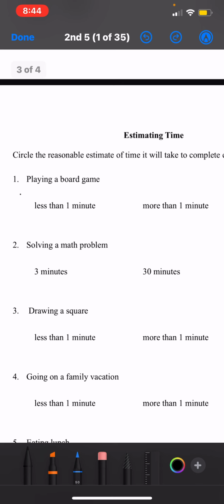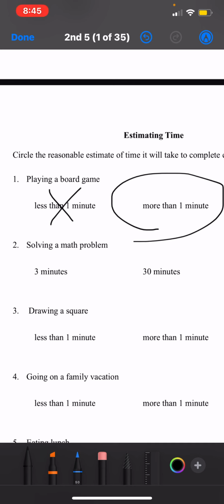So when you play a board game, you play less than 1 minute or more than 1 minute? Well, let's think about that. So whenever you guys play a board game, does it take less than 1 minute? Well, that's impossible because a board game takes a long time. So obviously, we can't take less than 1 minute finishing a board game. So then a more reasonable answer is that we play more than 1 minute. And then let's look at number 2.